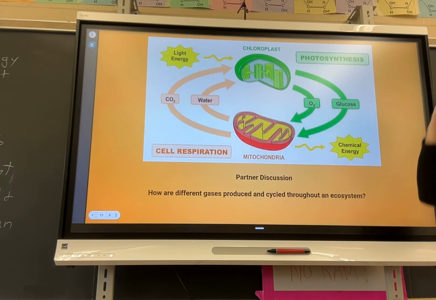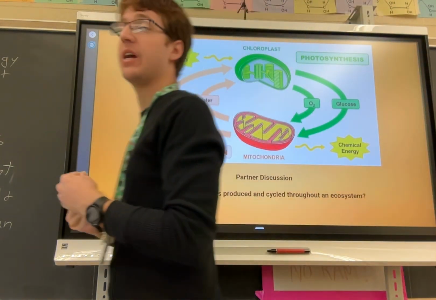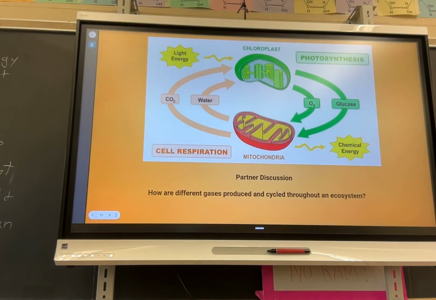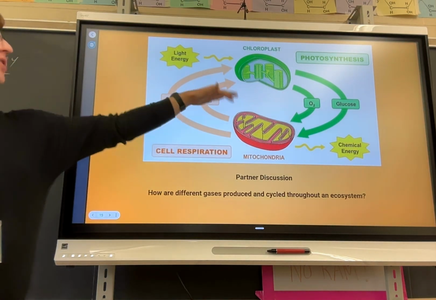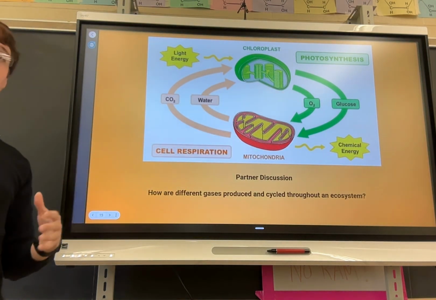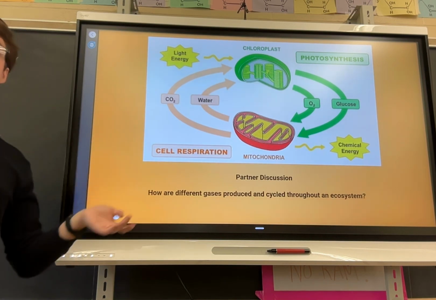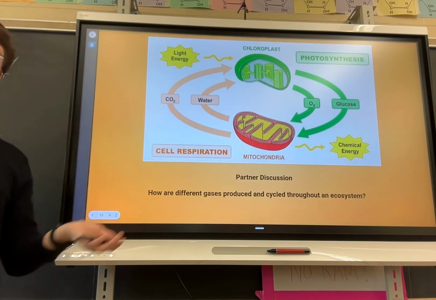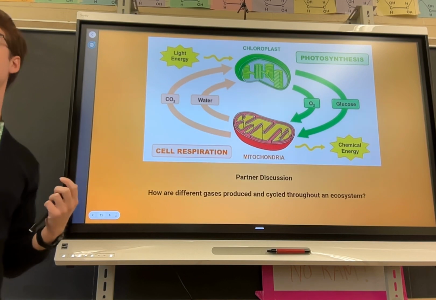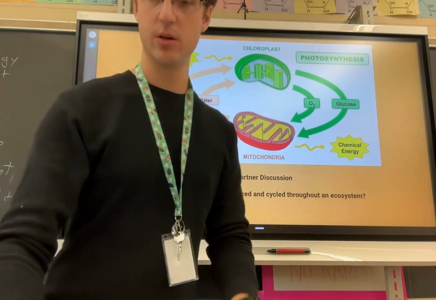So, next partner discussion I want you to take a couple minutes doing. What are the different gases that are going to be moving throughout this system, and how do they move between the ecosystem? How do they move between plants and animals and all that kind of stuff? Discuss with your partners. We're going to talk about it.